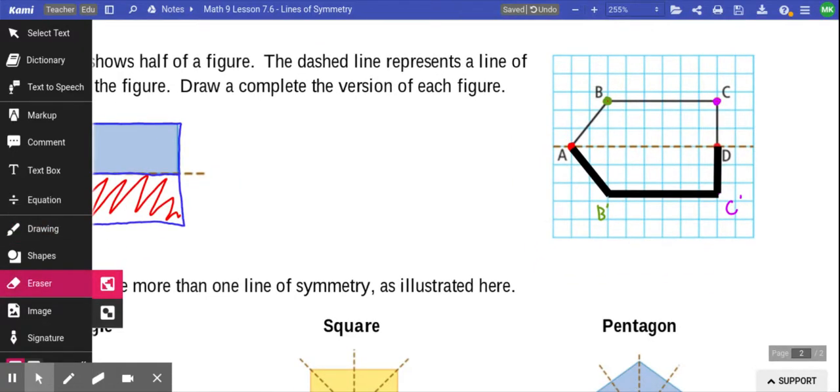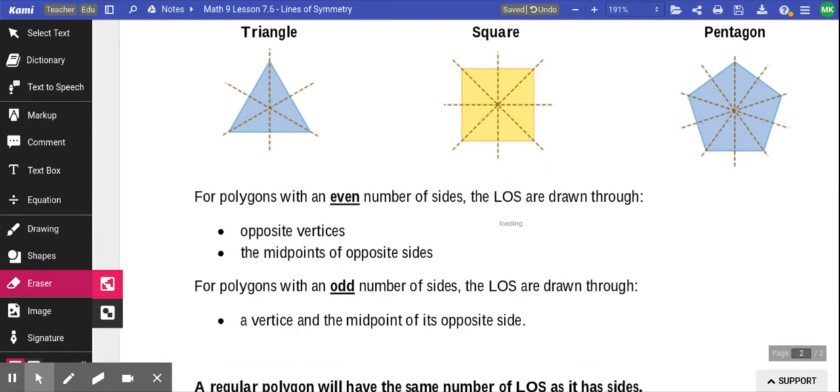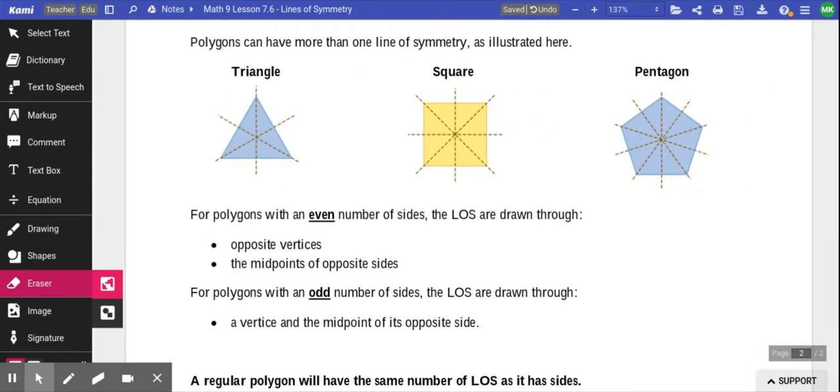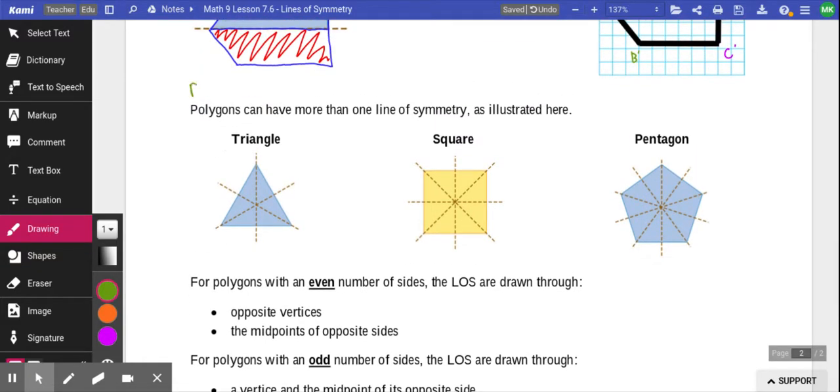All right. The last thing we're going to do is lines of symmetry on polygons. So remember a regular polygon, and that is what we're talking about here. We're talking about regular polygons. Regular means they have same side lengths and same angles. So this only works for squares, triangles, pentagons, anything where all the side lengths are the same and all the angles are the same.